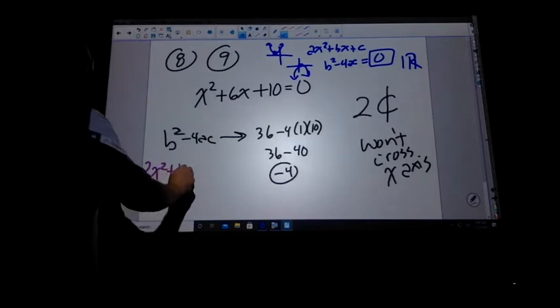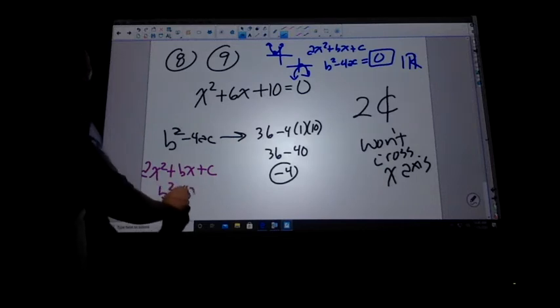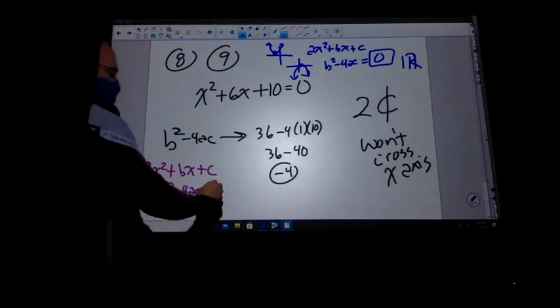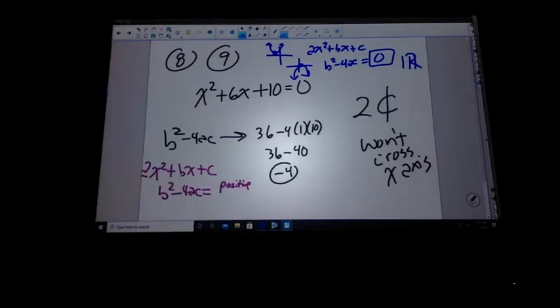And then the only other scenario that could take place is ax squared plus bx plus c, where b squared minus 4ac equals some positive number. You can tell me the discriminant is positive. If the discriminant is positive, what can you tell me about the solutions? 2 real.